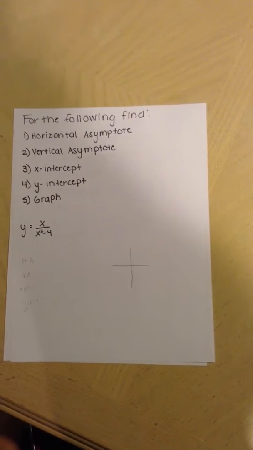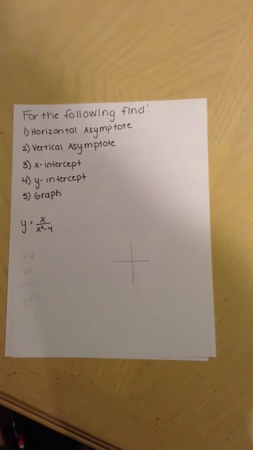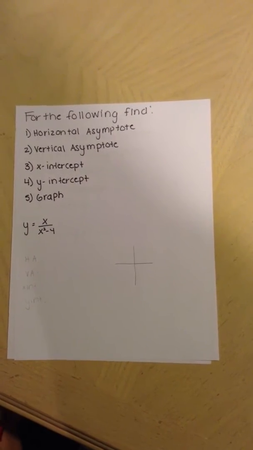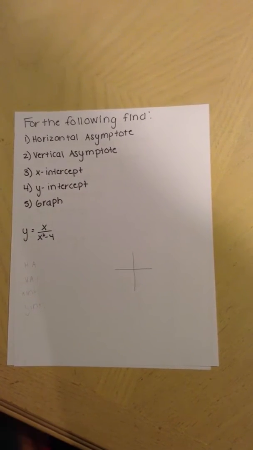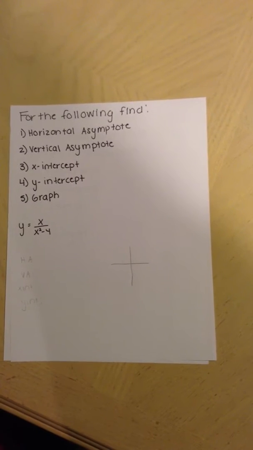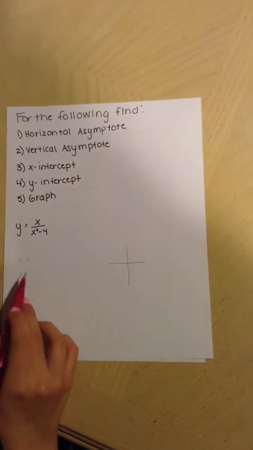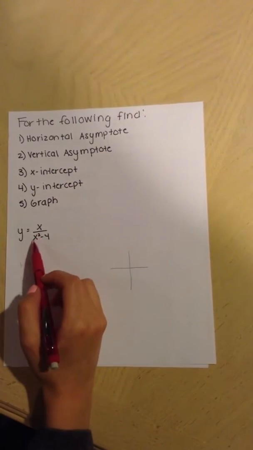Next, we are going to do some graph sketching. And in order to sketch these graphs, we're going to have to find the horizontal asymptote, vertical asymptote, if there are any, the x-intercept, and the y-intercept. So to find the horizontal asymptote, we're going to look at the exponents.